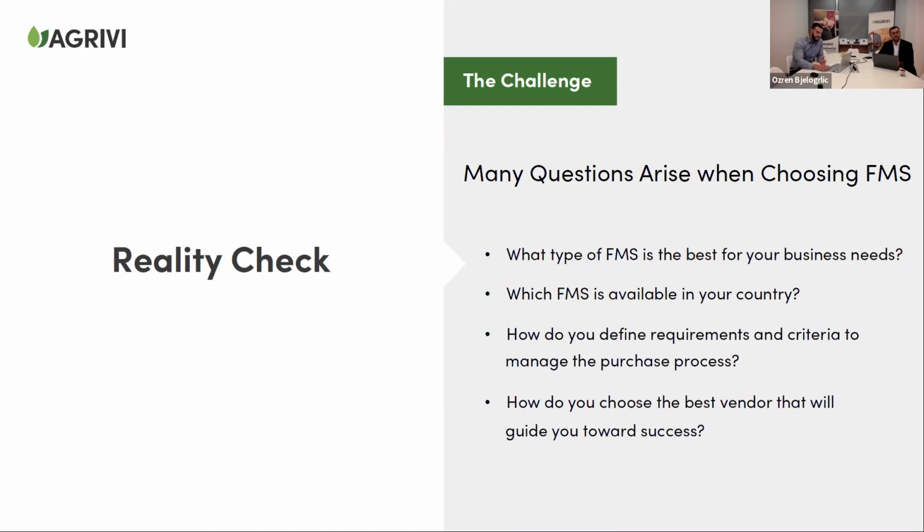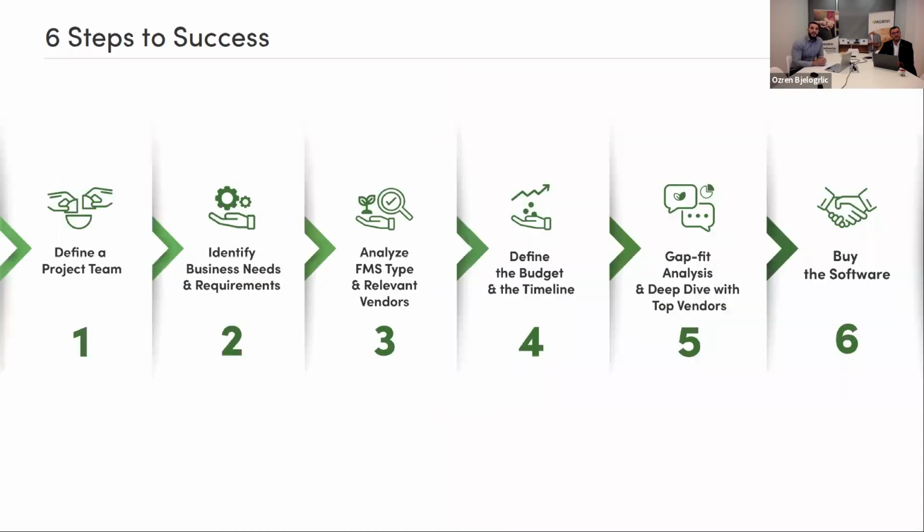The overview of those 6 steps goes from 1 to 6, as you see on the screen, starting with the definition of the project team. As you define your project team, you move into identifying business needs and specific requirements for your organization or specific departments. Afterwards, you dive into analyzing FMS types, vendors, and the ones relevant for your specific requirements.